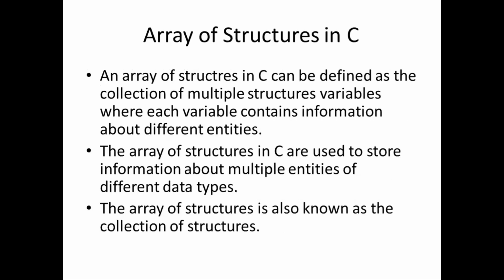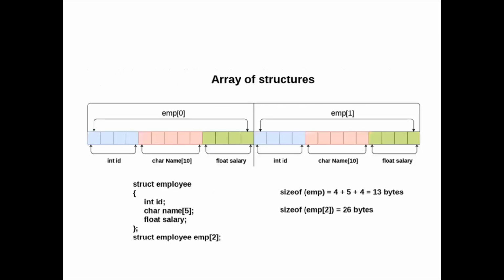So what is an array of structures in C? An array of structures in C can be defined as a collection of multiple structure variables where each variable contains information about different entities. The array of structures in C is used to store information about multiple entities of different data types. The array of structures is also known as a collection of structures.